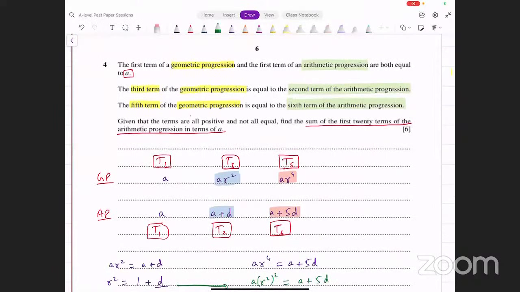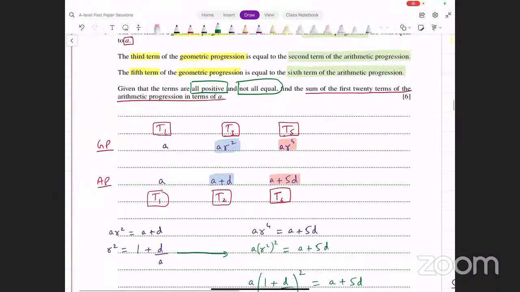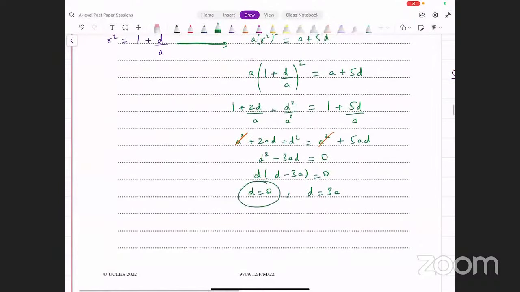उसने कहा सारी terms एक तो positive है and they're not all equal. Positive से हमें पता चला था पहले कि a की value 0 नहीं हो सकती. Not all equal, that means अगर मेरे पास डिफरेंस 0 हो जाएगा तो AP वाली सारी टर्म्स तो इक्वल हो जाएंगी. So that cannot happen. This is not possible. ये वाली चीज पॉसिबल नहीं है. So you've got d equals 3 times a. डिफरेंस जो है वो 3a है.